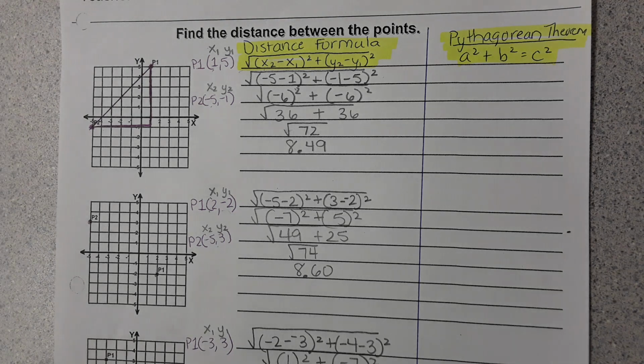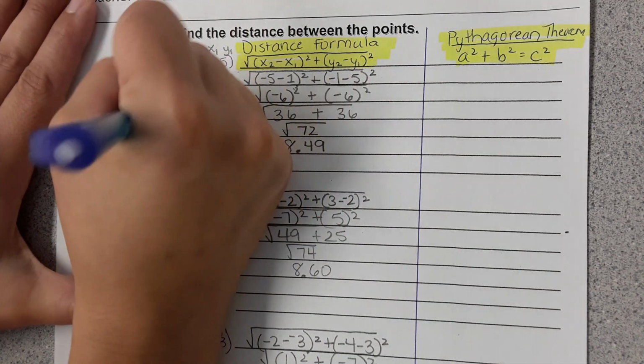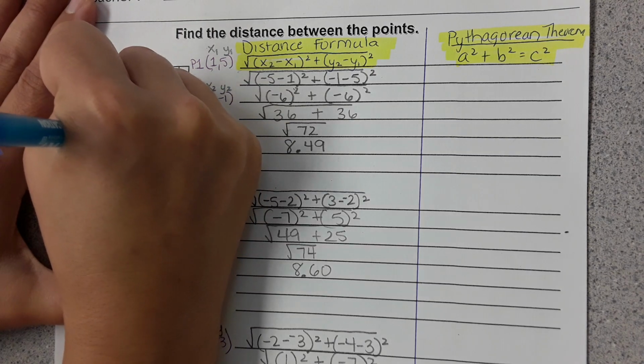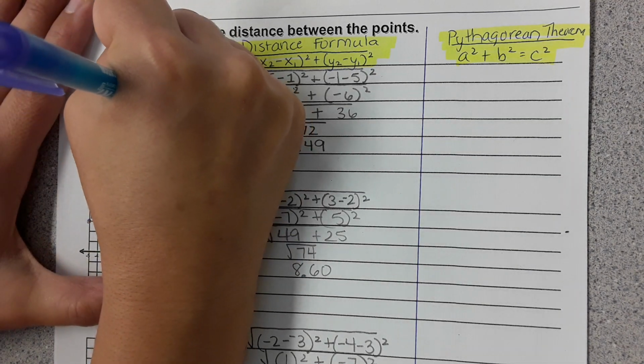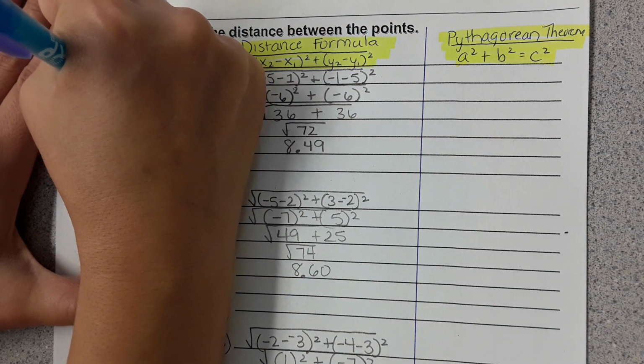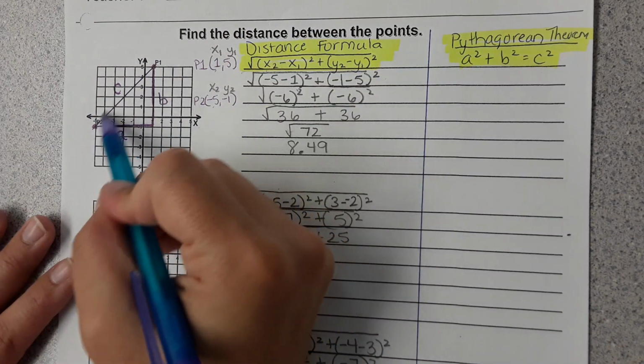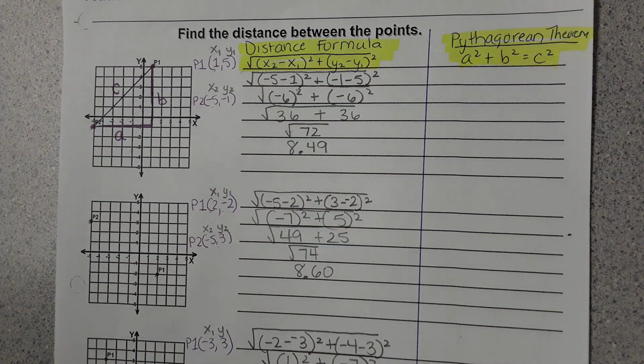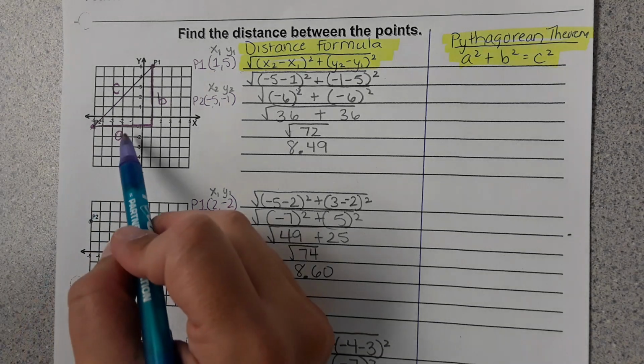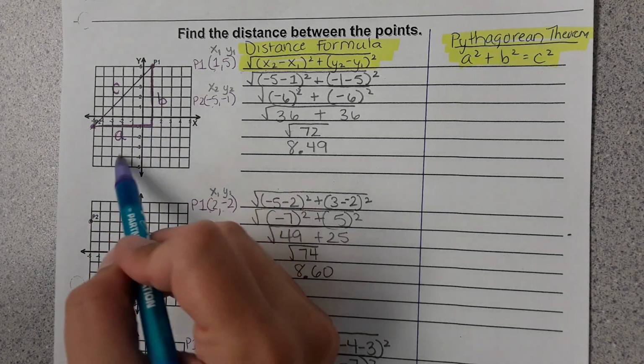You may recall when you use the Pythagorean theorem, the legs of your right triangle are a and b in the equation, and then the hypotenuse is c. So in our case, we're trying to find the length of the hypotenuse, which is c. a and b, the legs, are interchangeable. It doesn't matter which one's a and b.